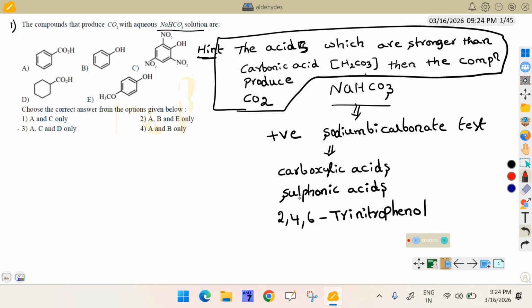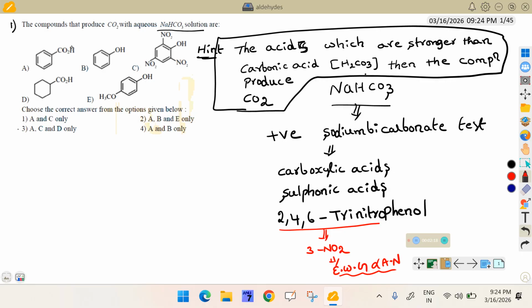Why does 2,4,6-trinitrophenol give a positive sodium bicarbonate test? Because here 3 NO2 groups are present. NO2 groups are electron withdrawing groups. Acidic nature is directly proportional to the number of electron withdrawing groups. So now you can check it.